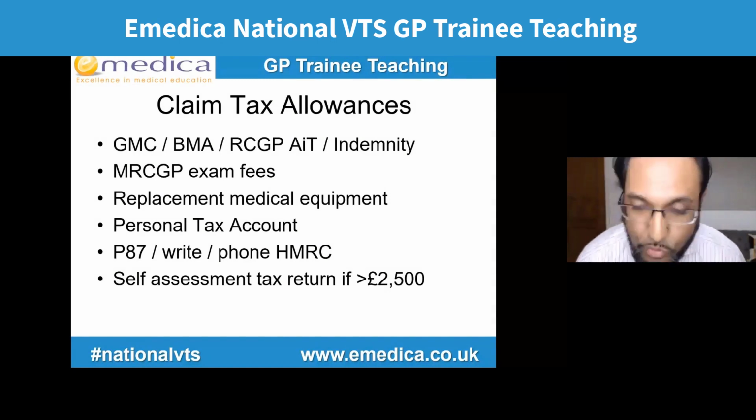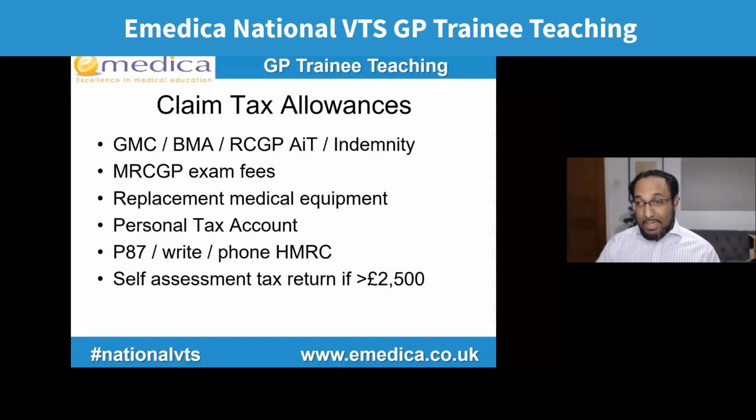So I know a lot of doctors in training have never claimed any tax allowances, so they don't realize that they could actually get some of this money back. So for example, your annual GMC fee, your BMA subscription if you're a BMA member, and most of you are associates in training with the RCGP, so you paid your initial membership fee and then every year you pay an annual fee. Indemnity, I know indemnity now for most of you is covered by the deanery directly, but some of you might still be paying a small amount. All of these things, you can claim the tax element back.